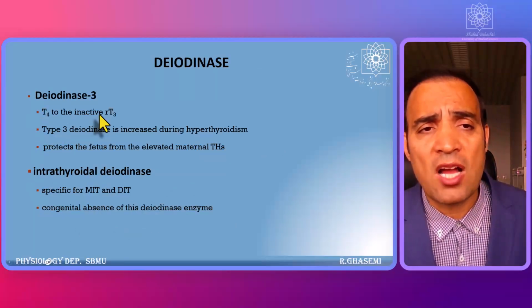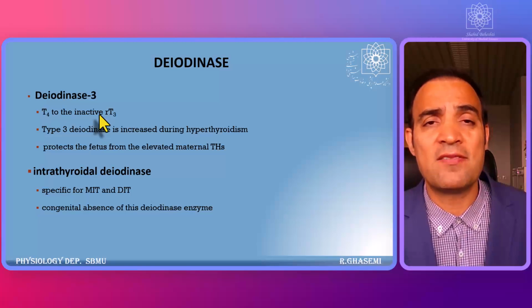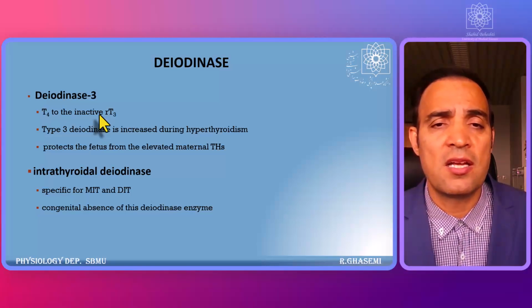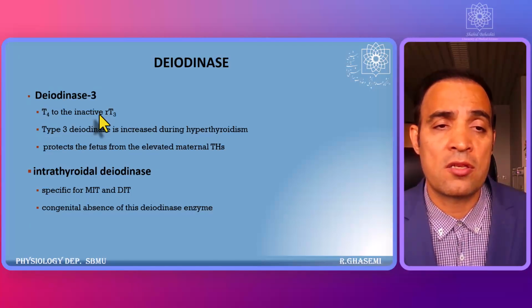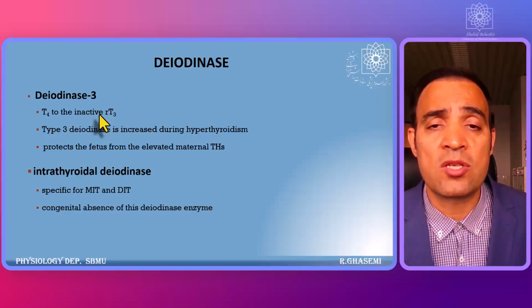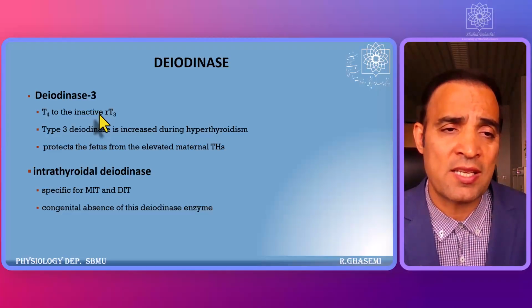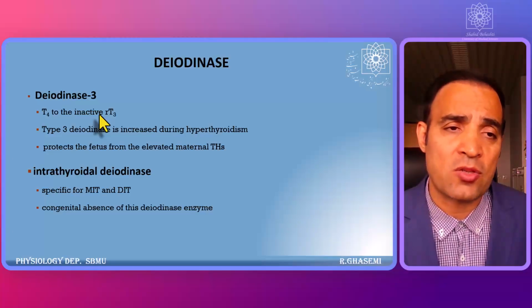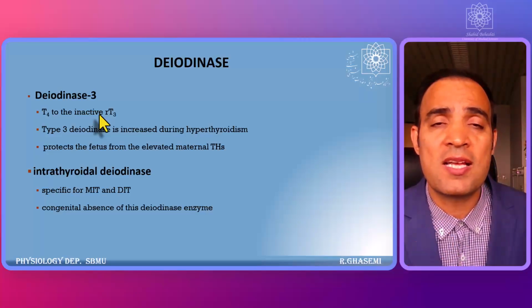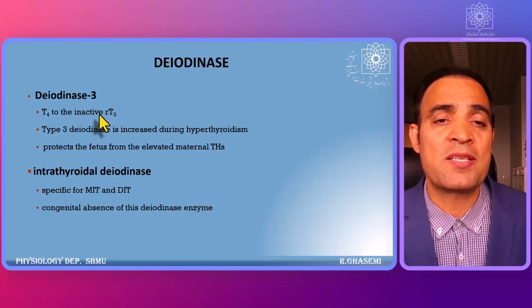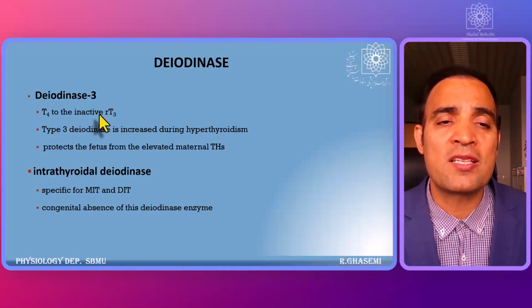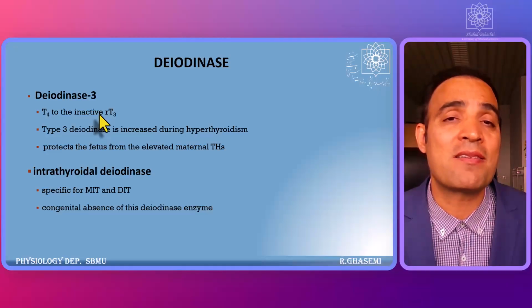The deiodinase type 3 that inactivates T4 into reverse T3 is also, as I told you, increased during hyperthyroidism as a protective mechanism against hyperthyroidism. This enzyme also is expressed in the placenta, therefore protecting the fetus from elevated maternal thyroid hormones.